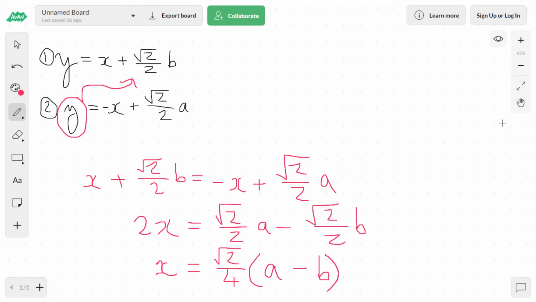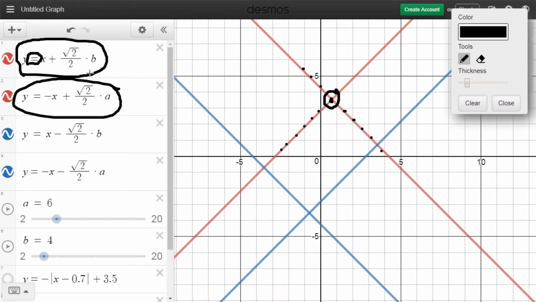How are we going to get the y value? Well, hey, think about it. We've got two equations here. What do these equations do? What do these relations do? They give you the y value if you know the x value, or vice versa, right? They tell you how the x and y values are related.